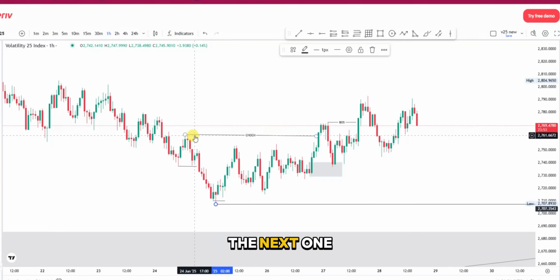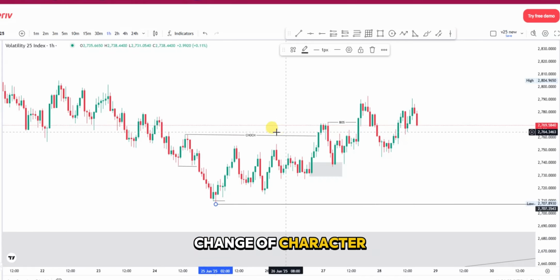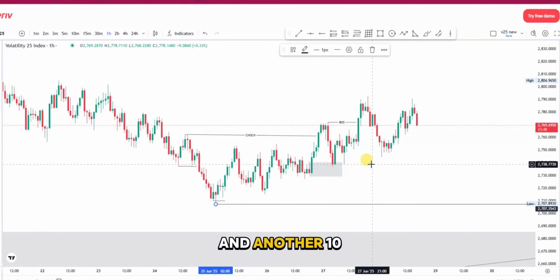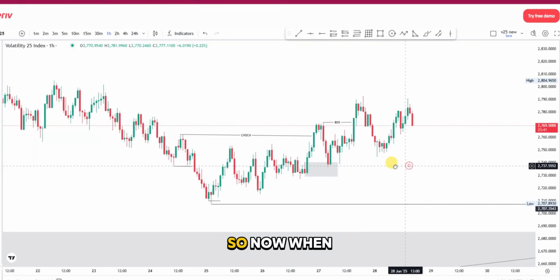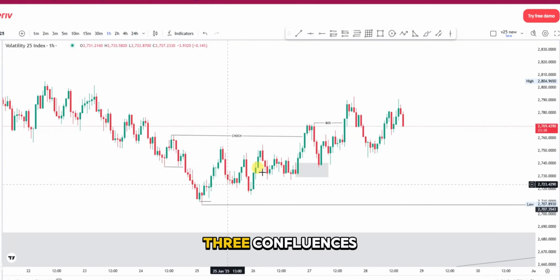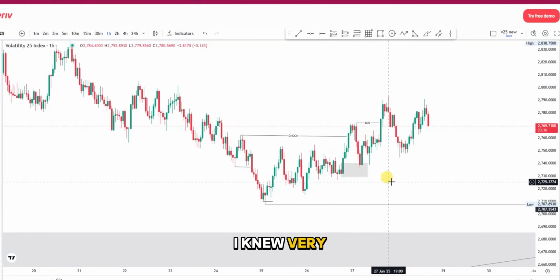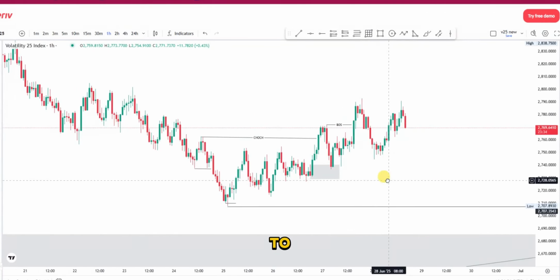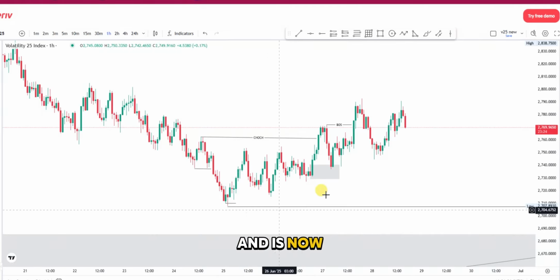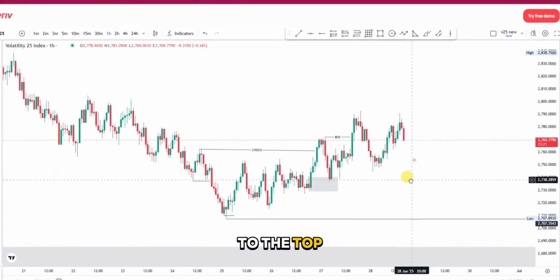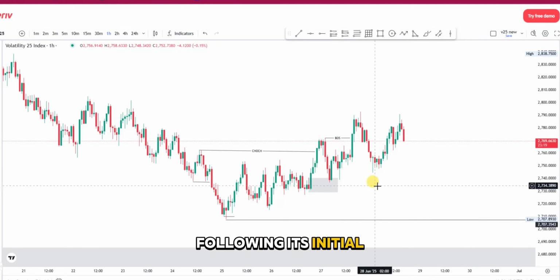All right, and then the next one we need to see is the change of character, and this has already happened here. And another thing we should see is a break of structure after getting a change of character, and this is what we have here. Good. So now when I saw these three confluences, I knew very well that price is about to continue with its bullish momentum, because on the daily time frame, price is on an uptrend. It came and mitigated this daily demand zone and is now continuing to go to the top. That is by following its initial trend.